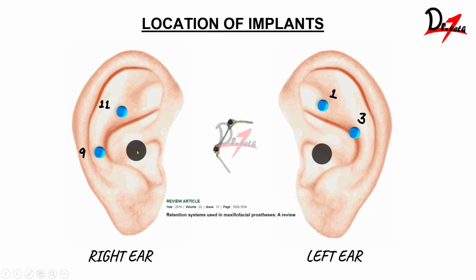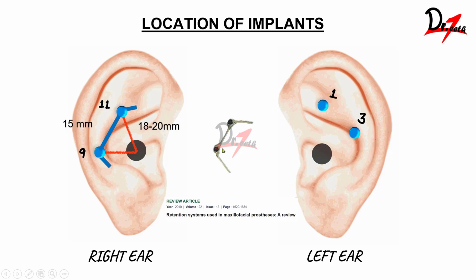Now the distance between the canal and these implants is 18 to 20 mm. That corresponds to the anti-helix region of the ear. Now this is chosen because it is really easy to hide the bar and clip in this area. The distance between 2 adjacent implants is 15 mm.